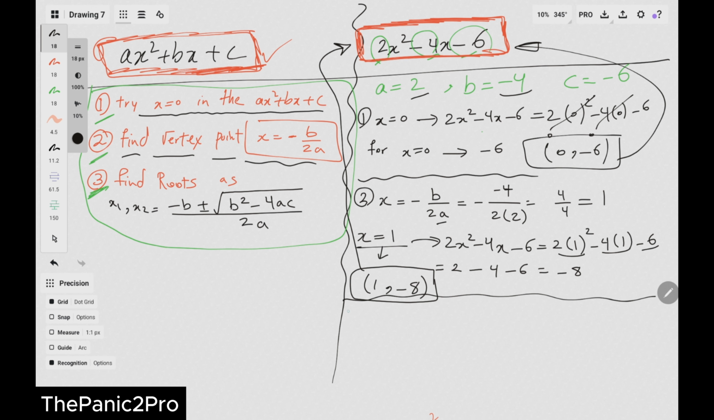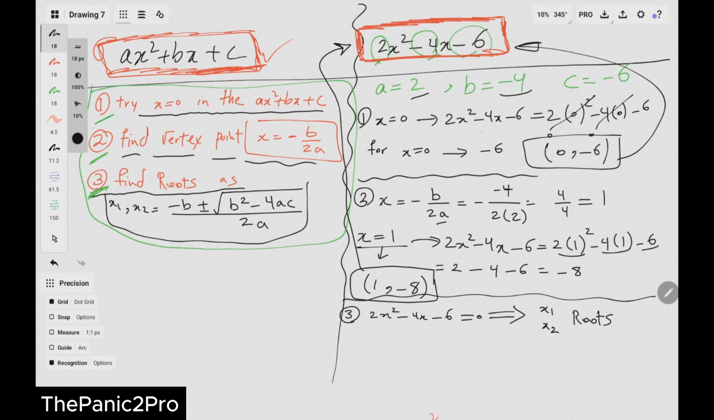Point number 3 is to find the roots as this. I want to find the roots of the quadratic format. If I have 2x² - 4x - 6 and I set that equal to 0, then I want to see what x1 and x2 are, basically the roots. So I'm going to put them here.